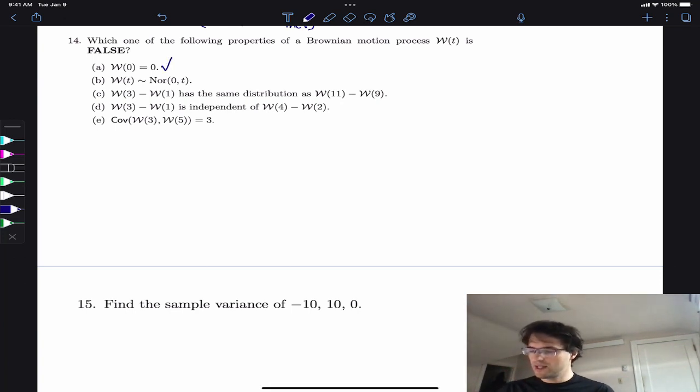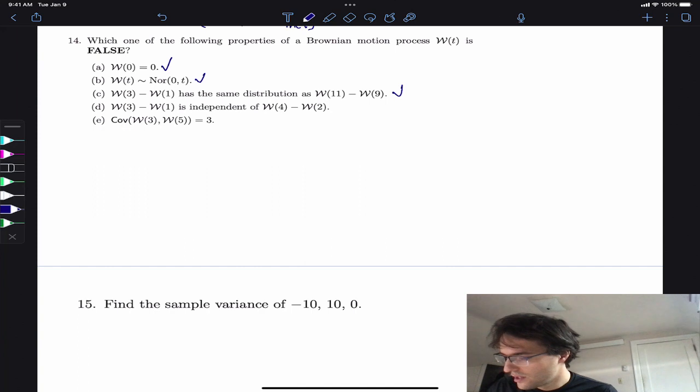W of t is distributed as a normal 0, t random variable. That is also true. These are very fundamental things, and I think most of these are compiled on one of the slides that Dr. Goldman presented. In either case, I would recommend having all these properties written down on your cheat sheets. Next one, W of 3 minus W of 1 has the same distribution as W of 11 minus W of 9. That is also true, because that's another theorem, and I would consult the slide for more information.